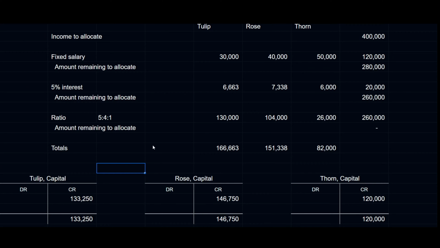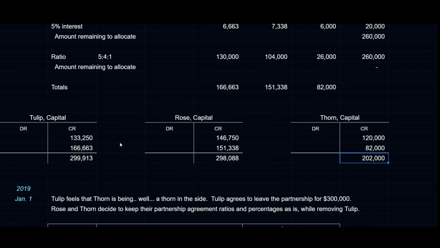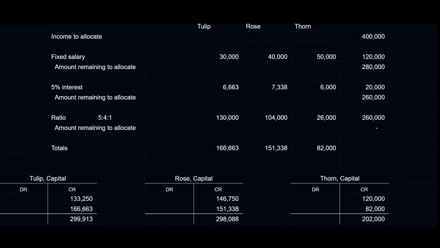Let's update our capital balances before we move on. Tulip capital is going to go up by the amount that was just allocated, and we'll do the same for each partner, bringing their capital balances up to date. And now we can move on to the next year.